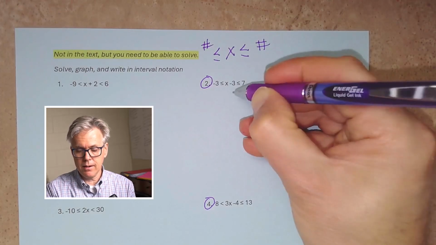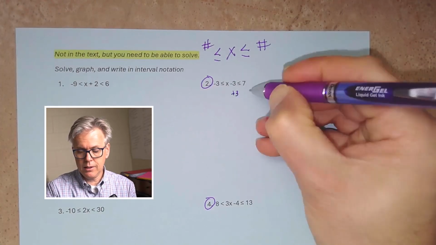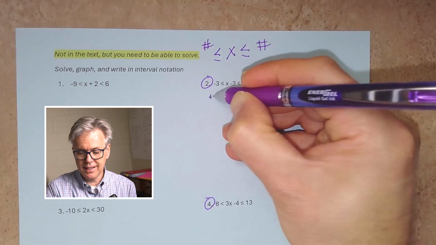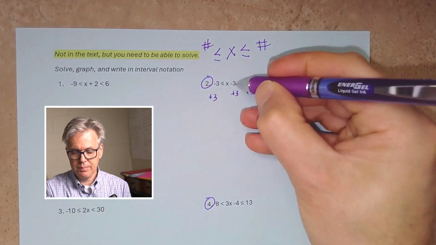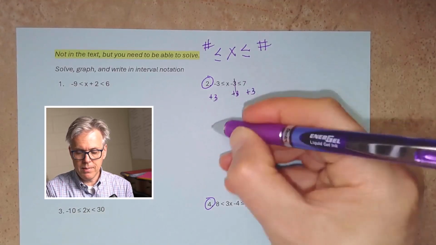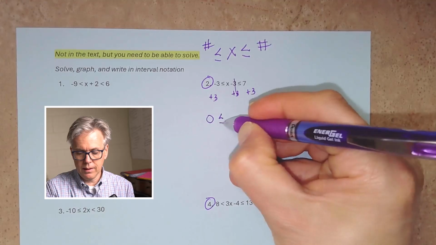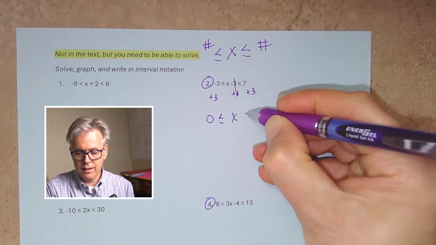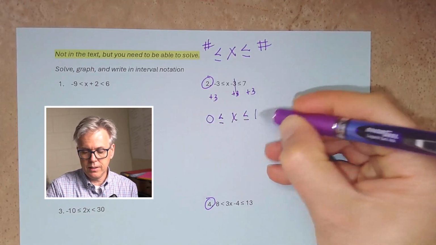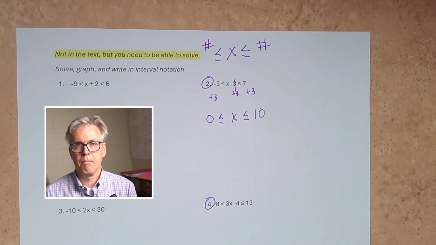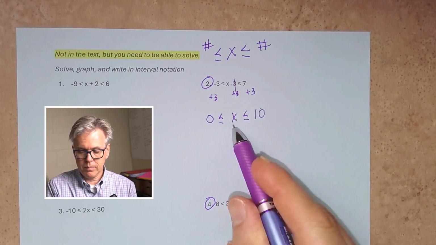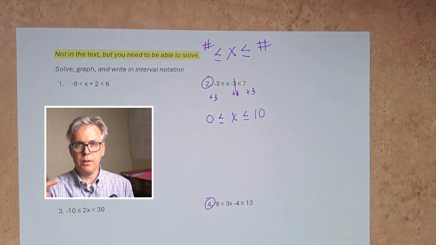I've got a -3 here. And just like with equations, I'm going to go ahead and add 3. This time we have 3 parts. Those cancel. So 3 minus 3 is 0. So 0 less than or equal to, I'm left with an x, less than or equal to, 7 plus 3 is 10.